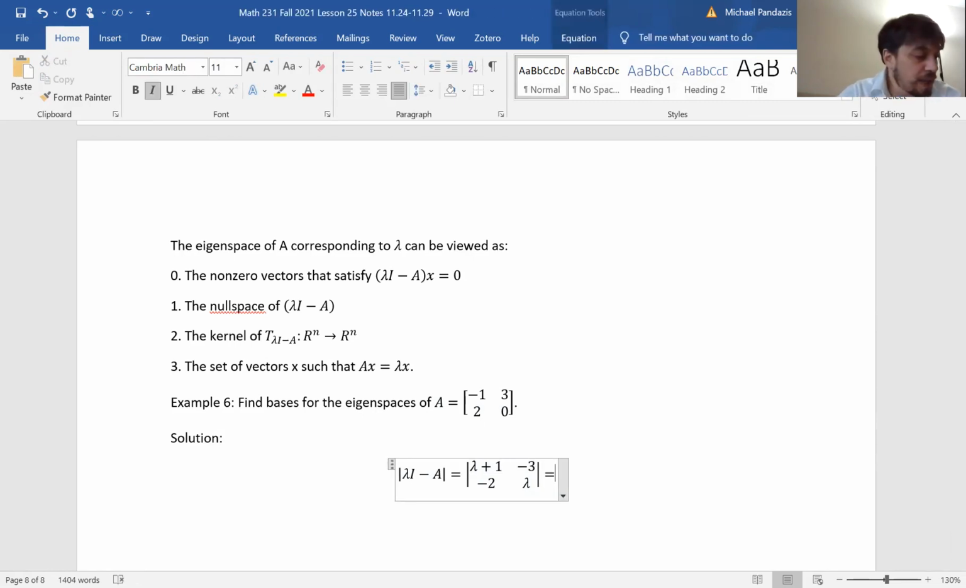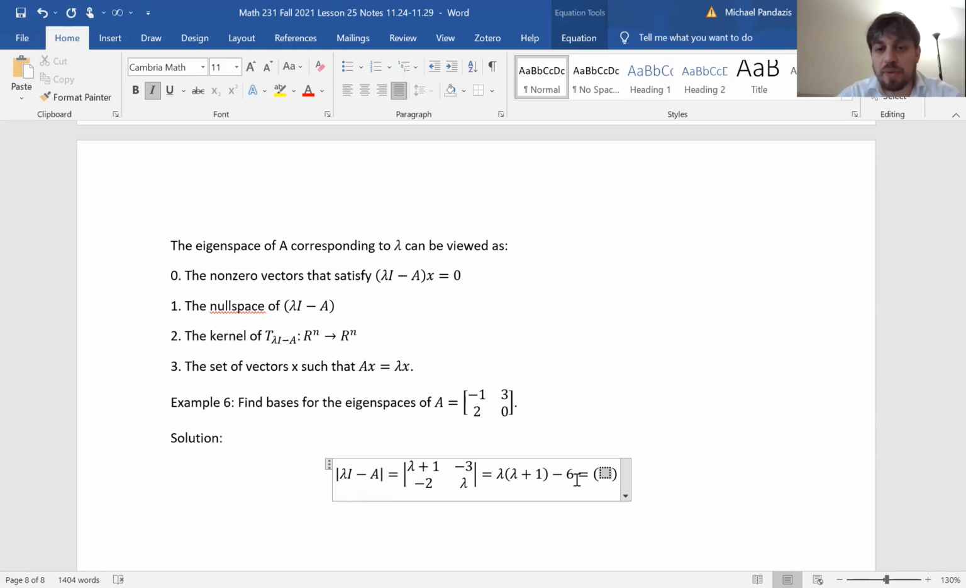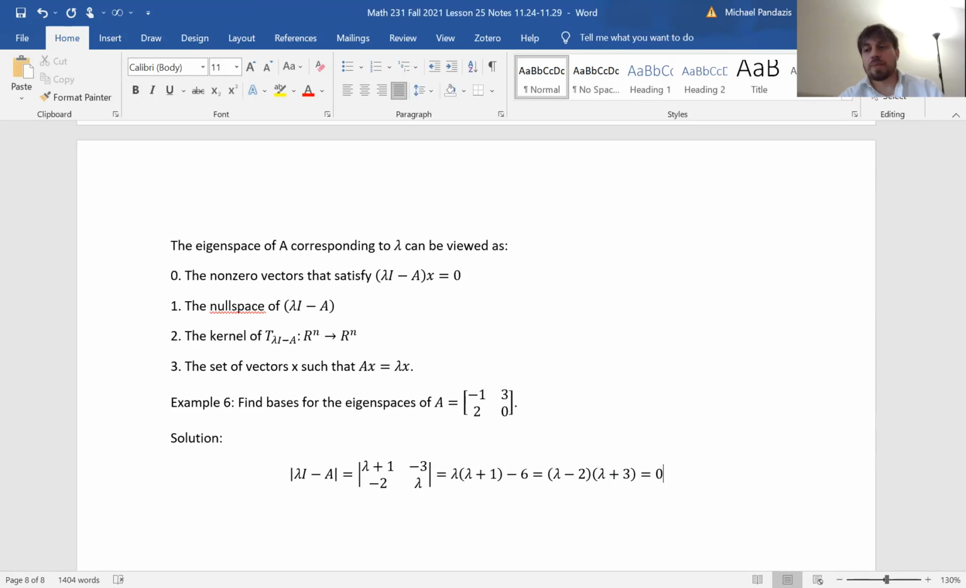Well, then you do AD minus BC, and you get lambda times lambda plus 1 minus 6, which is lambda squared plus lambda minus 6, which is lambda minus 2 times lambda plus 3. Let's set that equal to 0.